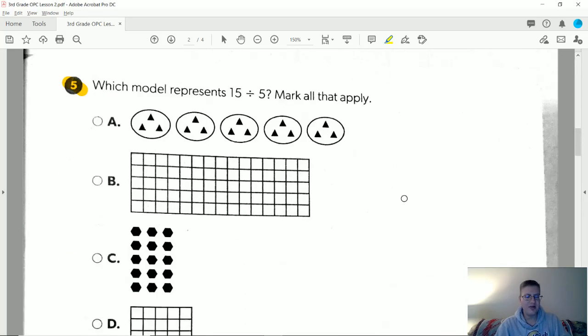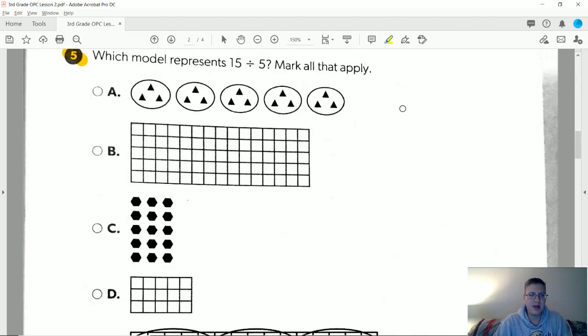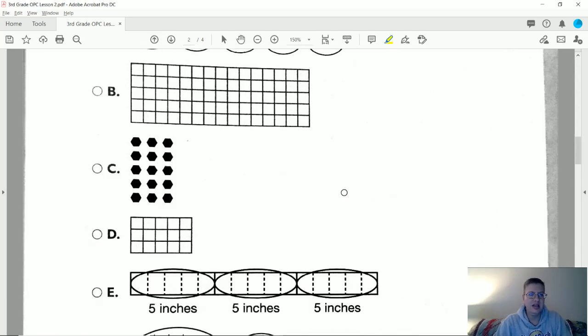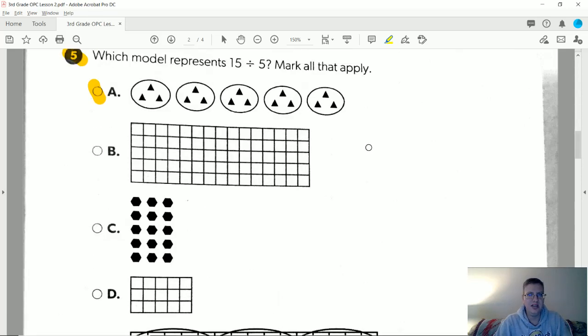Number 5, which model represents 15 divided by 5? Mark all that apply. If we have mark all that apply, that means there are more than one correct answer to this problem. So letter A, I have 5 groups. I have 3 objects in each group, and I have 15 total objects, so that one would work. Letter B, I have 5 rows, which matches this part, but I have way too many objects, so we're not even going to try to pick that one. I believe that one's 5 times 15 would be 75, so it'd be 75 divided by 5.